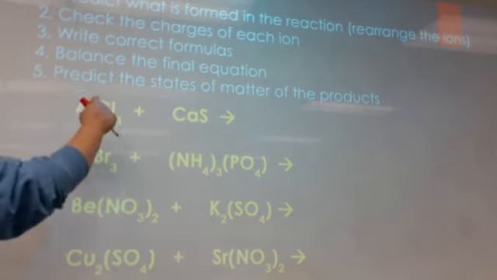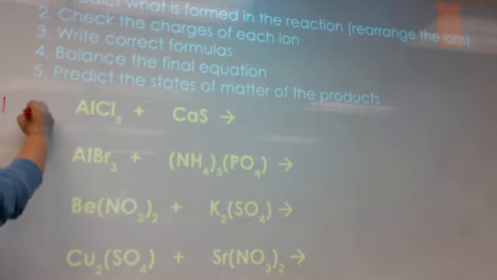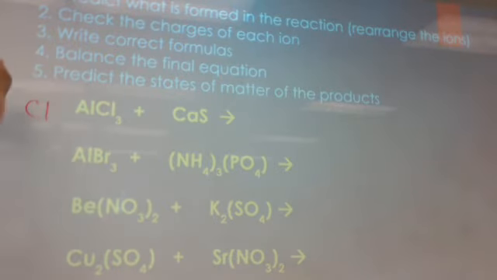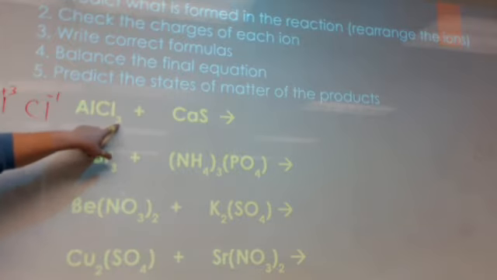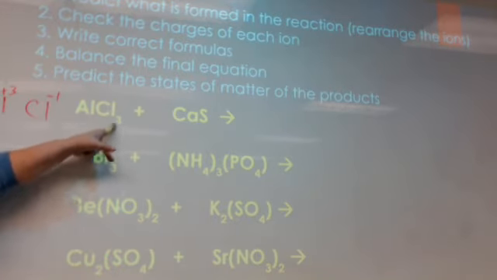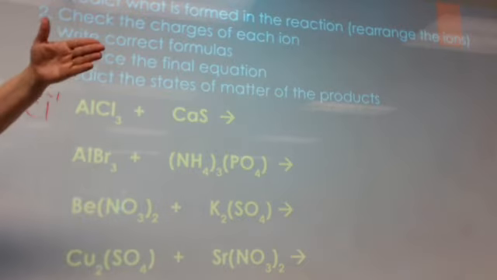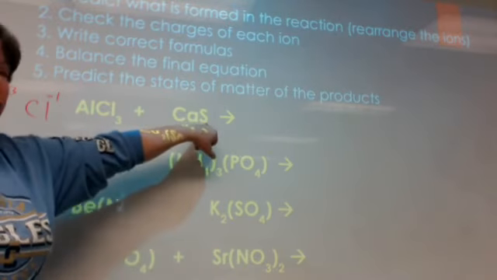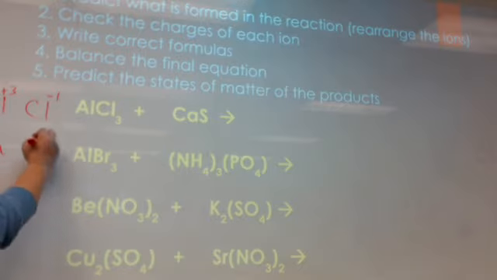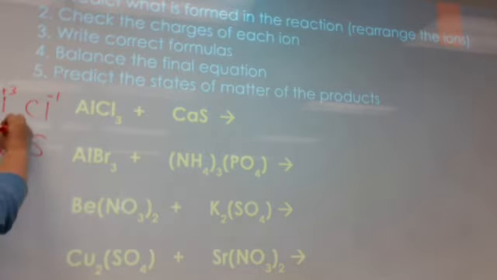AlCl3 has aluminum ions and chlorine ions. The charge of aluminum is +3 because it's 1 in that staircase. The charge of chlorine is -1. Notice I didn't pay any attention to this 3. I didn't need to because both of these are on the periodic table and we can determine the charges. That 3 came from this ratio. All right, now we have calcium and sulfur. Again, we can find both of these on the periodic table. Calcium's group 2, sulfur is group 16.